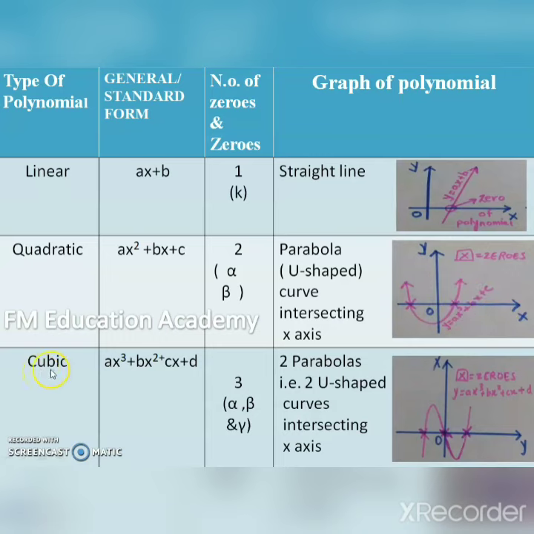Similarly, what is the standard form of a cubic polynomial? Ax cube plus bx square plus cx plus d. As the degree is 3, it will have 3 zeros, alpha, beta and gamma. In this, we will have two parabolas in the case of a cubic polynomial. This is my one parabola and this is my another parabola. The shape can be anything, but just remember that it should have two parabolas. Parabolas are nothing but U-shaped curves.